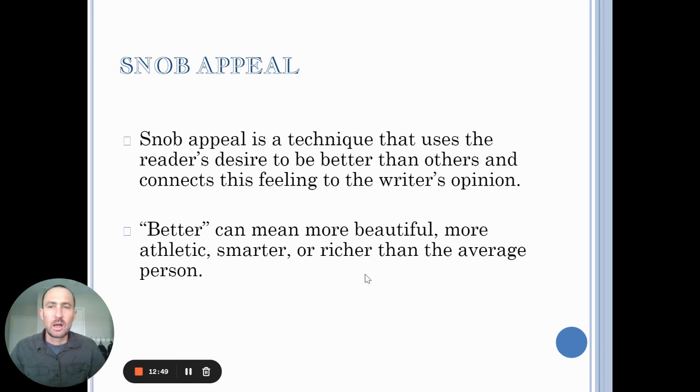Okay. So better can mean more beautiful, more athletic, you're smarter, you're richer than the average person. Whatever you're gaining kind of helps you get to that top. So sometimes this works. I don't know if this would necessarily work for Romeo and Juliet, but it's that mentality of, this makes your life better. Okay.